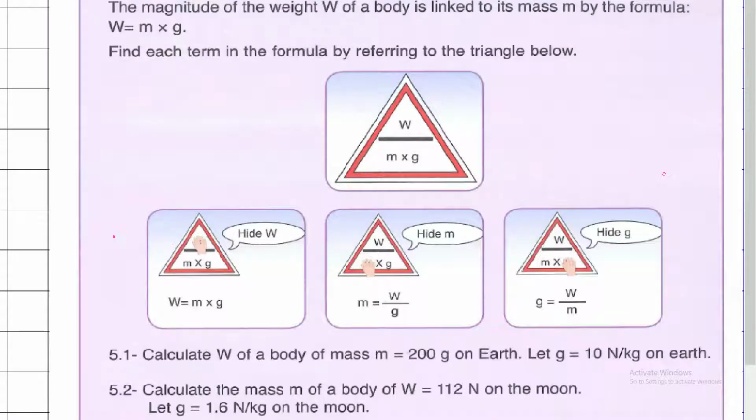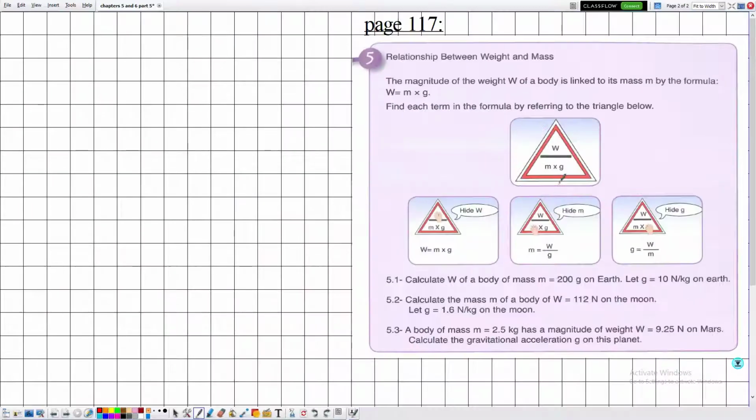So putting our hand over W, then W is given by M multiplied by G. Putting our hand over M, then M is given by W over G. Putting our hand over G, then G is given by W over M. Now remember that mass must be expressed in kilograms, and in order to convert from grams to kilograms, we divide by 1000.